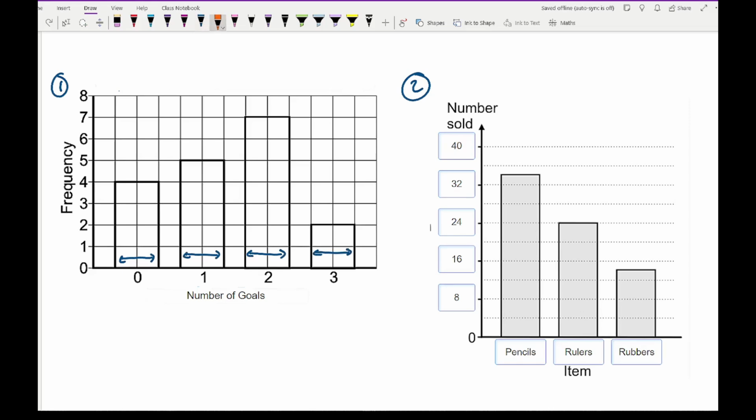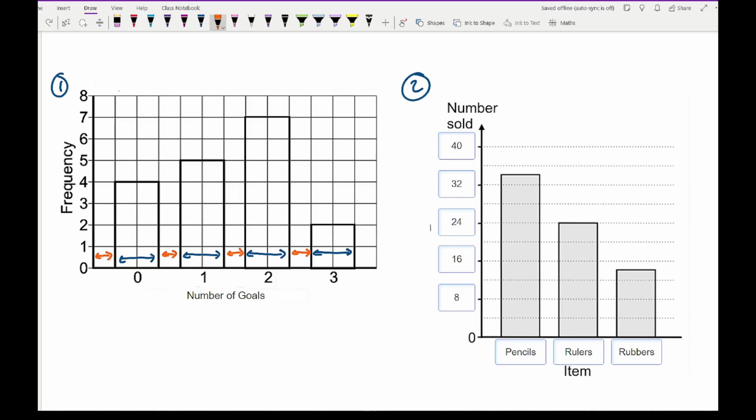And as you can also see, we've got an equal gap between each of the bars, and again, there's no restriction on what the gap needs to be. Just make sure it fits on your sheet of paper or the grid that you've been given. So here they've got a gap of 1.